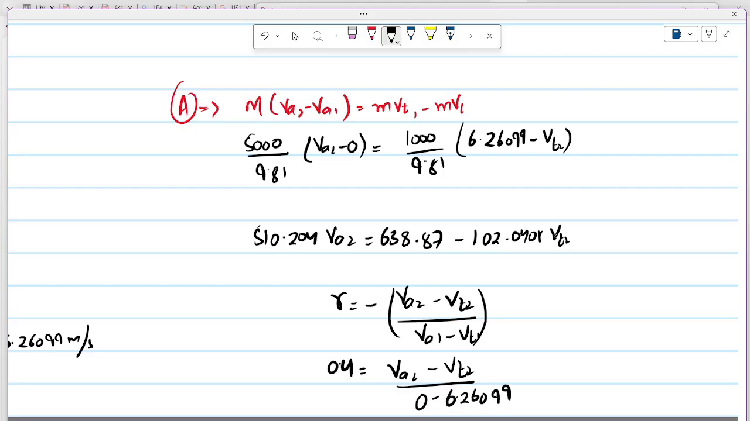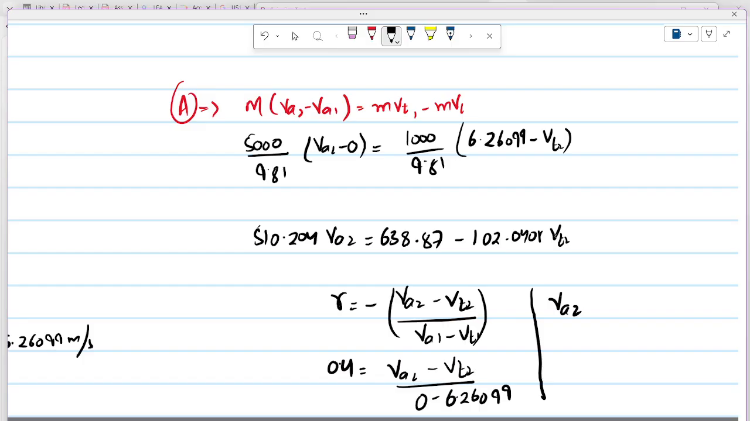6.26099. Now we can substitute either VA2 in terms of VT2 or VT2 in terms of VA2. Because we are interested in the velocity of the anvil, the response of the anvil, we will find VA2. Just find out 6.638.87 minus 102.0408 VT2 divided by 510.204. That's the value of VA2, and you can substitute this one in this equation.